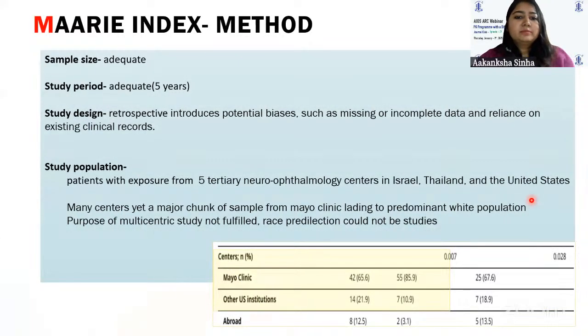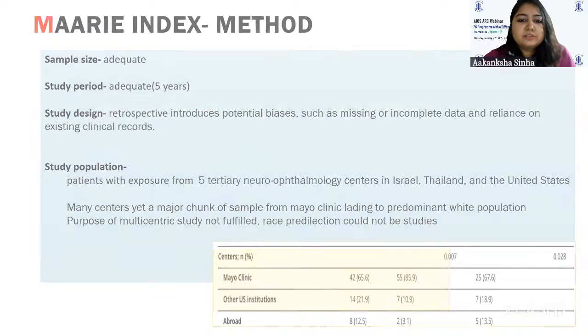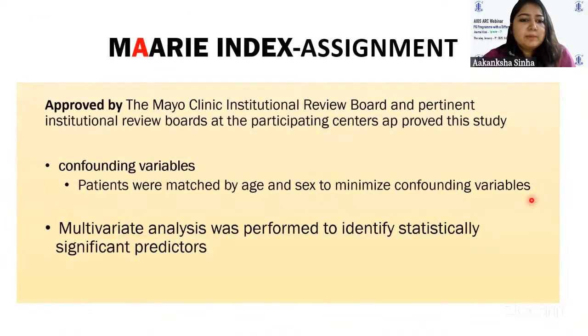Moving to the MARI index. This study has adequate size and sample, but the study design was retrospective, which induces potential biases. The study population was over 5 tertiary neuro-ophthalmic centers, but we can see from this chart that a major chunk of the sample was from Mayo Clinic, which leads to a particular race, focusing more on the Caucasian race.